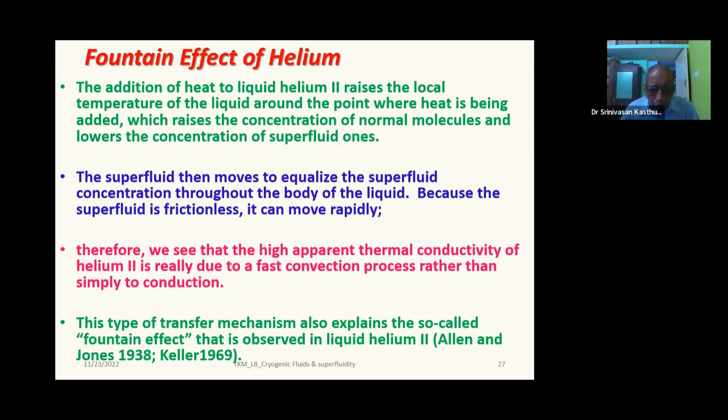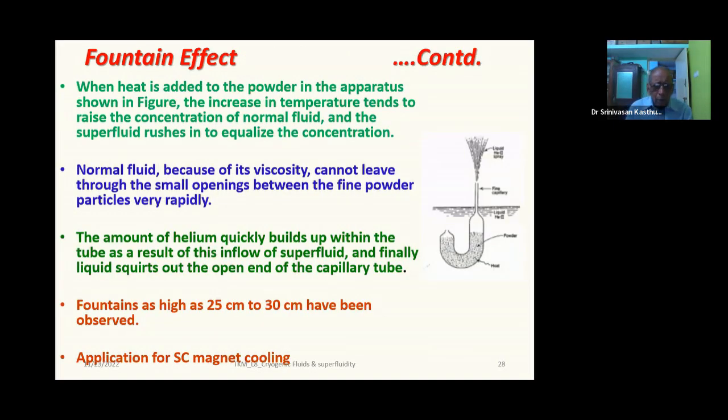Now, another important phenomenon is the fountain effect pump, which was observed in helium-2 by Allen and Jones in 1938 and Keller in 1969. Here you can see the picture. You have porous material, a porous powder, and an opening, and you apply a small quantity of heat at some zone. When you do, liquid enters through the porous material and jets out as a fountain.